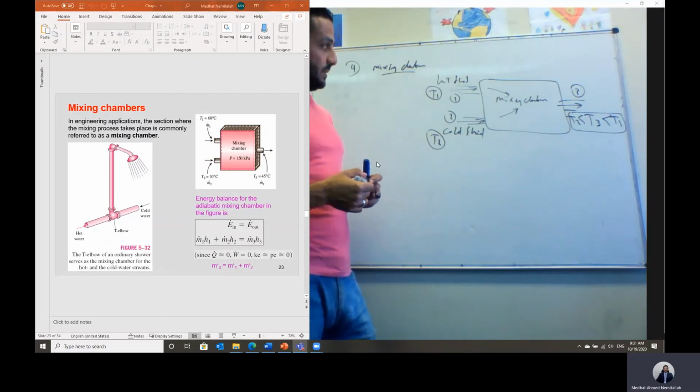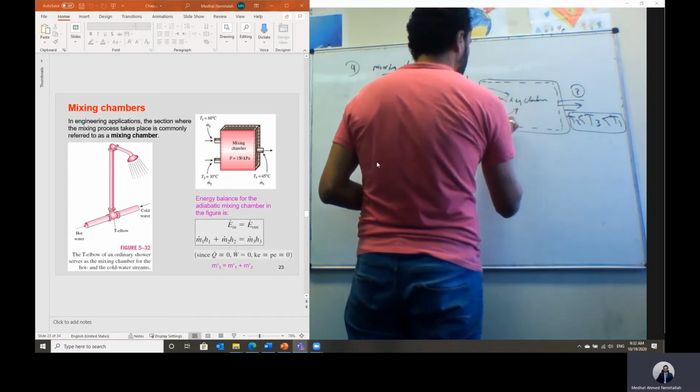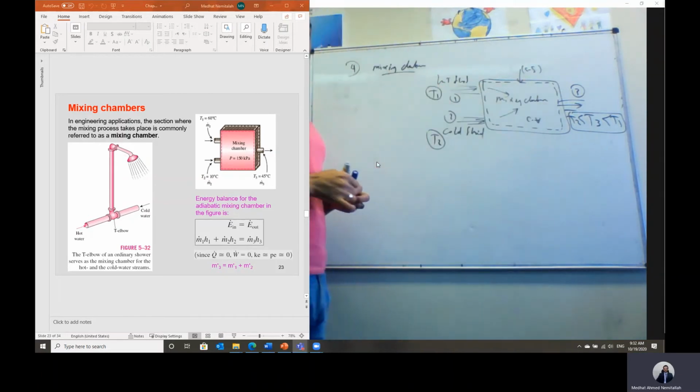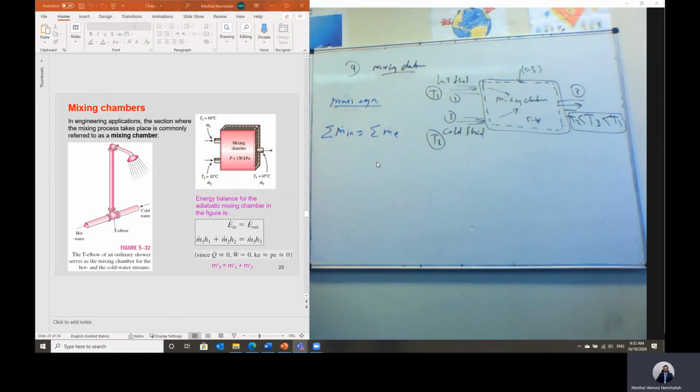Okay. Let's look at this mixing chamber, and let's draw a control volume. This is the control volume of the system we are going to study, and we look at the control surface of this control volume, and at the masses and the energies that are crossing this control surface. Let's first apply the mass equation. This is a steady flow device, but in this case we have more than one inlet. So we have to add the summation sign. The summation of M dot inlet will equal the summation of M dot exit.